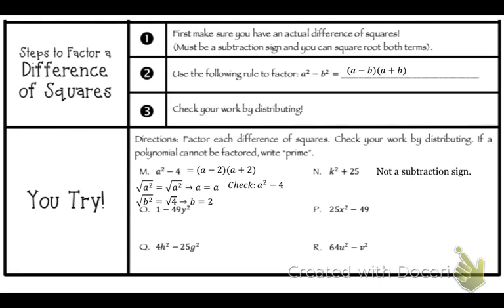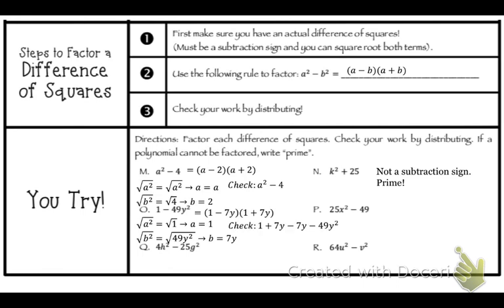Now for n, that's not a subtraction sign, so that is prime. There is a way to factor that, but we're not going to get into it. You have to get imaginary numbers involved. Okay? Now O, so a squared equals 1, b squared equals 49y squared. Square root both sides. You get a equals 1, b equals 7. So that would be 1 minus 7y and 1 plus 7y. Double check it, and you do get that answer.